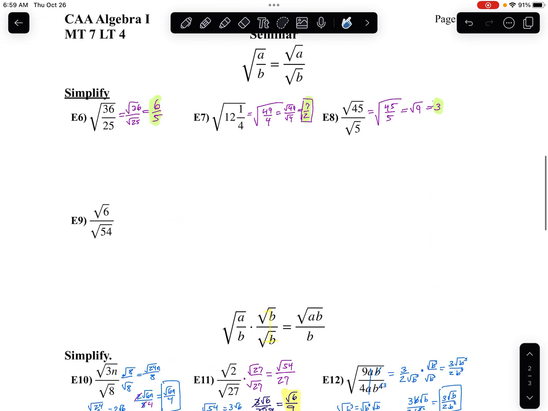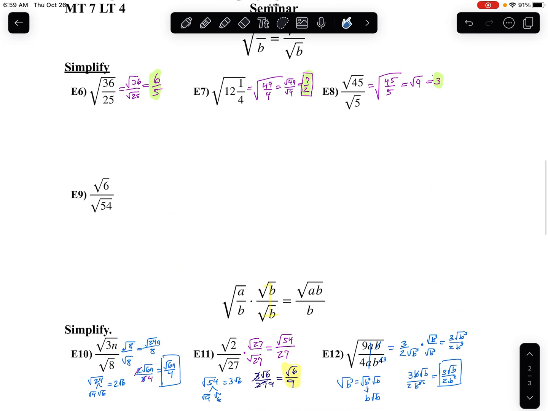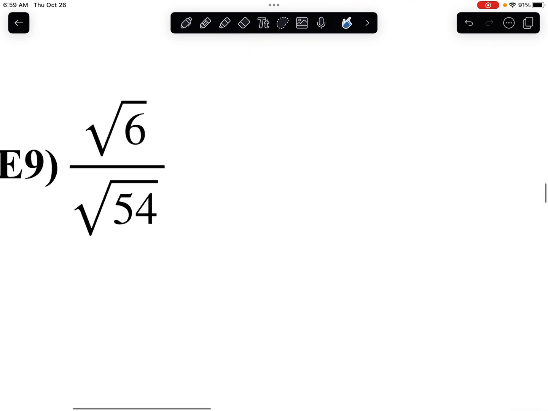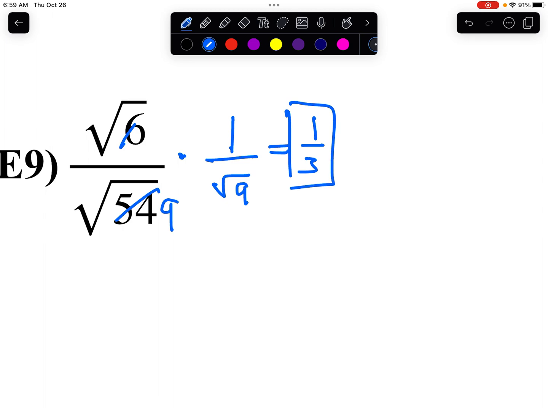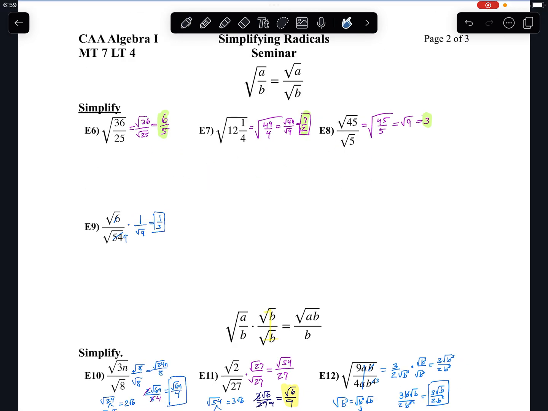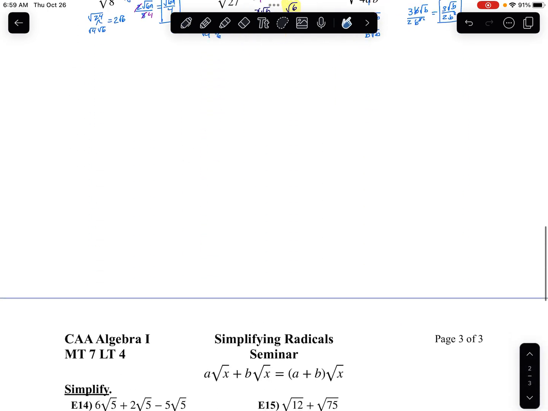Oh, I also got to do the square root of 54. I forgot to do example 9. Let's go back and do that one. Okay. So now 6 goes into 54 9 times. So I get 1 over the square root of 9, which is 1 over 3. There's that page for us.